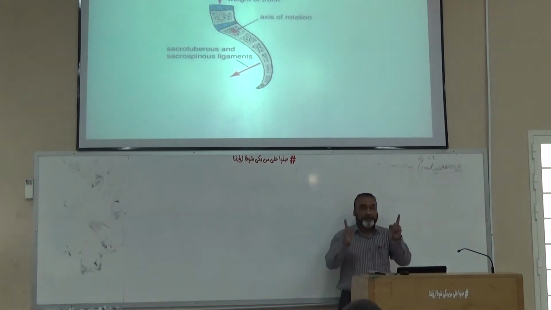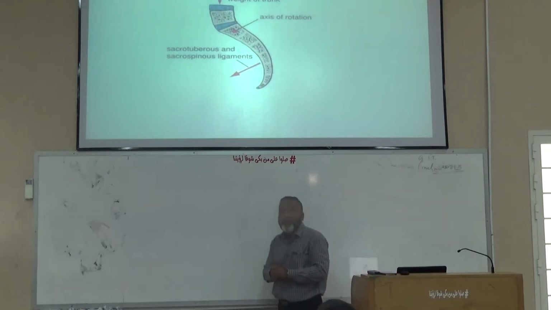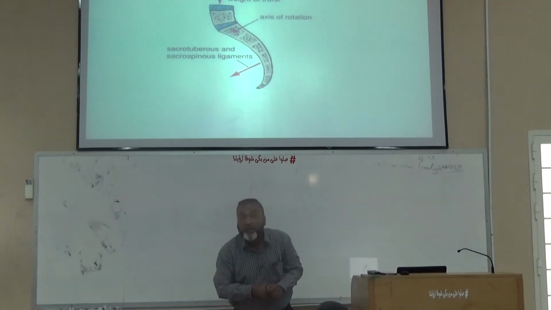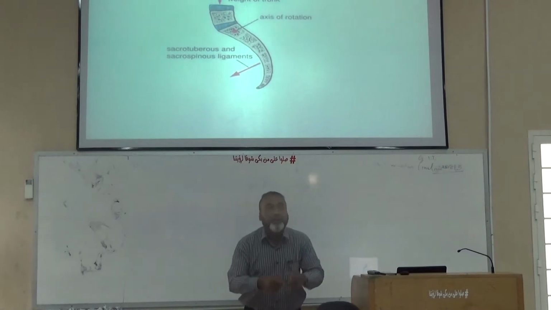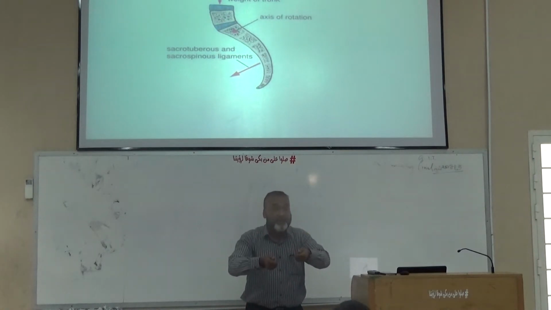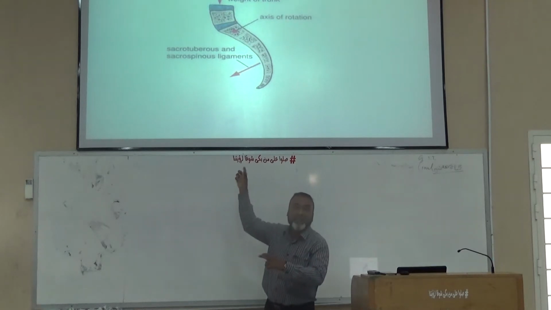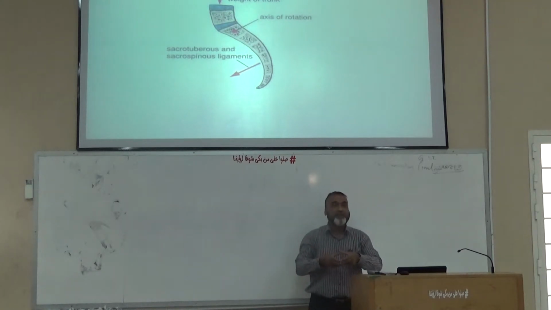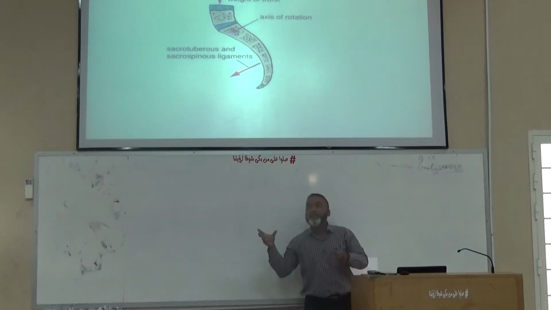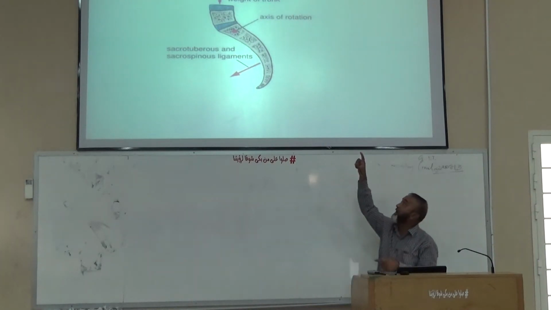Clear? Becoming what in the birthing? The sacrotuberous ligament becomes tight, or you can say constricted, to maintain the sacrum in its anatomical position. Clear?